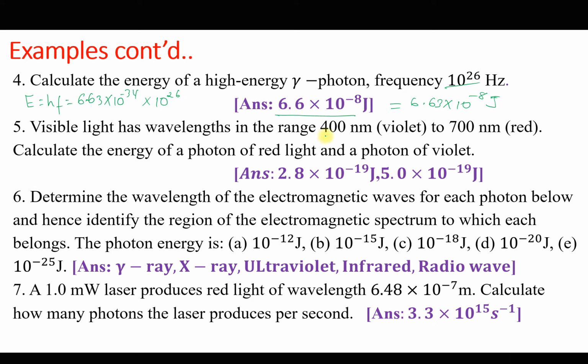Visible light has wavelengths in the range 400 nanometers to 700 nanometers. Calculate the energy of a photon of red light and a photon of violet light. So for red, energy is equal to hc over wavelength. So for red, it is going to be 6.63 times 10 to the power of minus 34 times 3 times 10 to the power of 8 divided by the wavelength, which is 400 times 10 to the power of minus 9. So I'll check my calculator. This is for red.